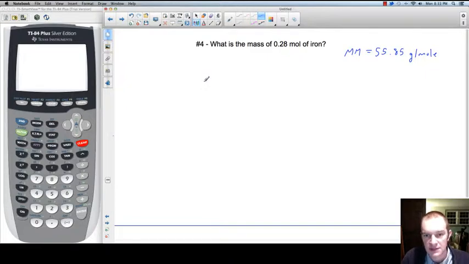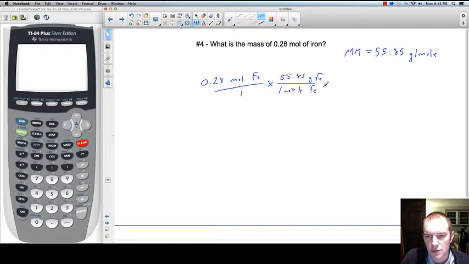From a dimensional analysis standpoint, we can say that there are 0.28 moles of iron. We're going to put that over 1. And what we know is that for every 1 mole of iron, there's 55.85 grams. So we want to cancel moles of iron. So 1 mole of iron will go in our denominator, and that's for every 55.85 grams of iron, which will go into our numerator. Your moles of iron will cancel, and what we're left with is 0.28 times 55.85.